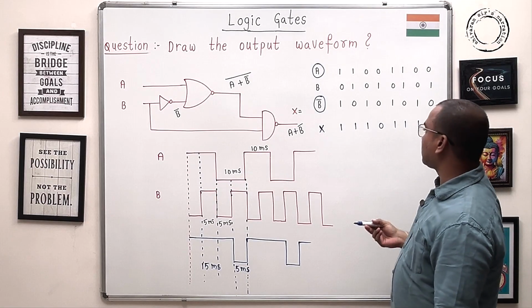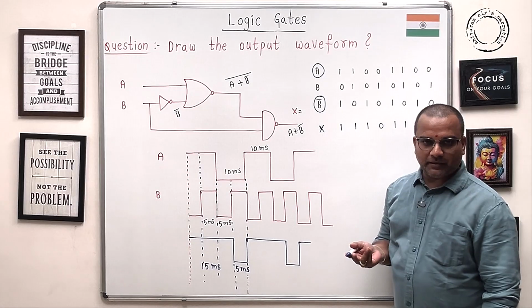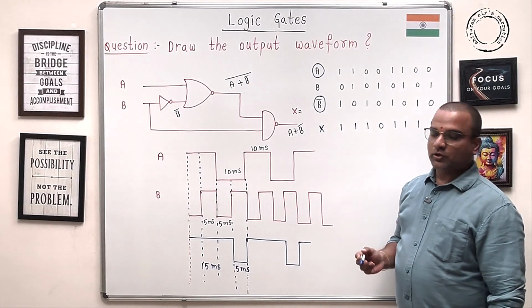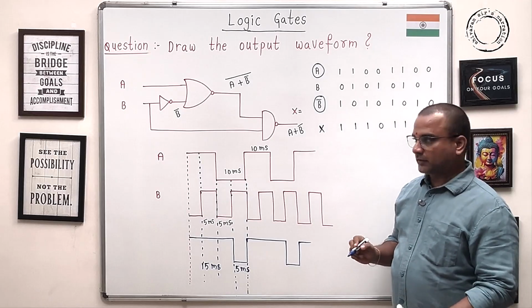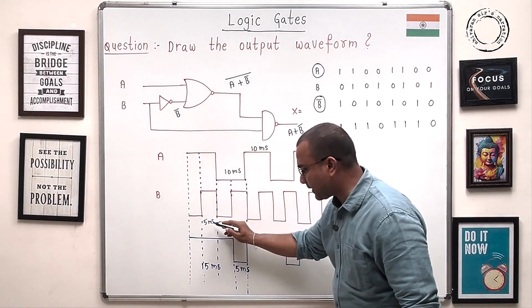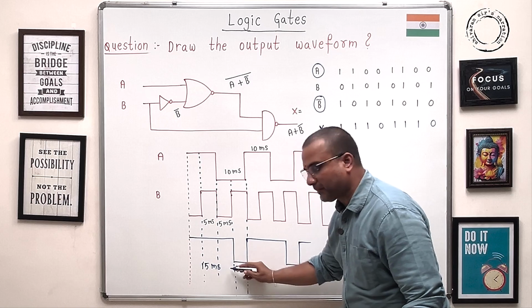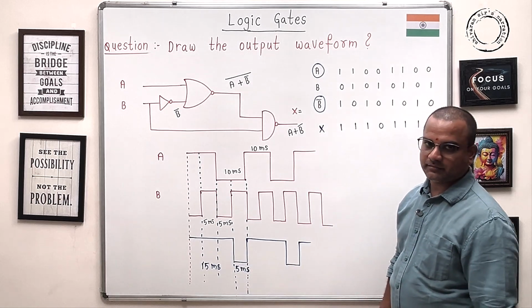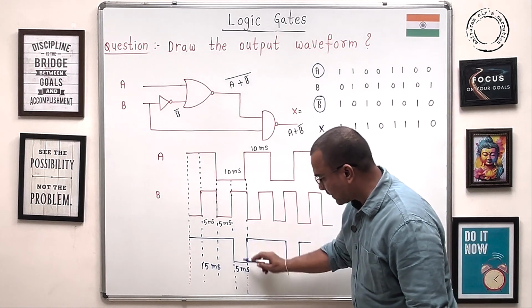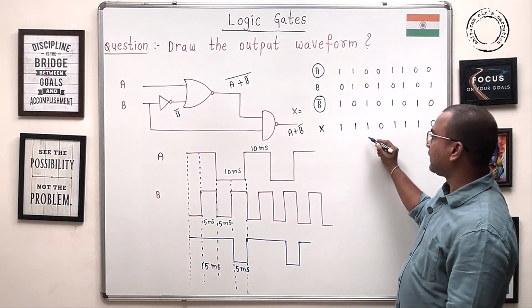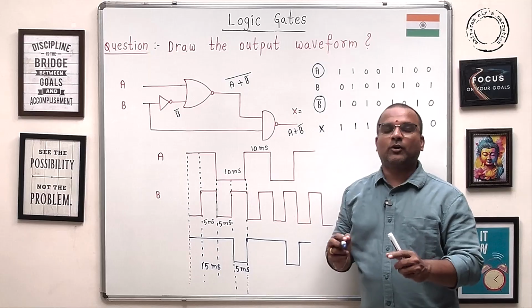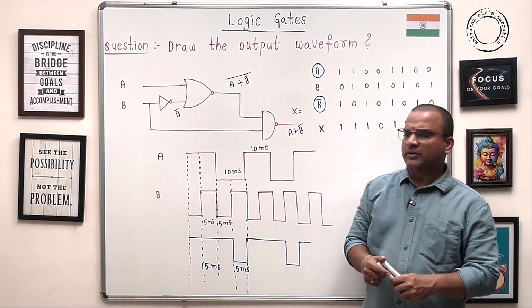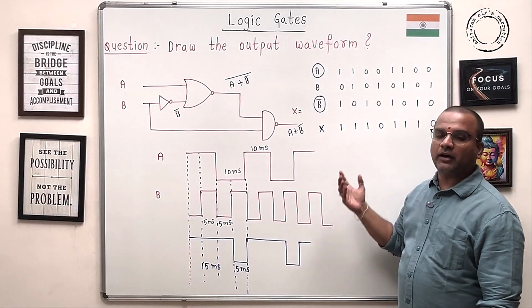So, 1 means 5 volts. So, for 3 bits, the logic is high. That means this is 5 milliseconds, right? 5 milli, 5 milli, 5 milli: 15 milliseconds. And for 1 bit, it is logic 0. So, 5 milli. In this way also, we can determine the output waveform. So, you can draw the waveform simply in this way also.